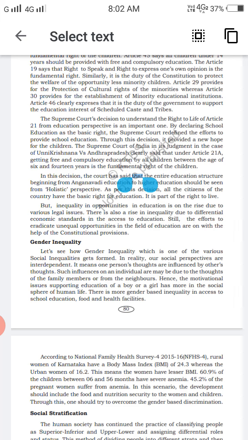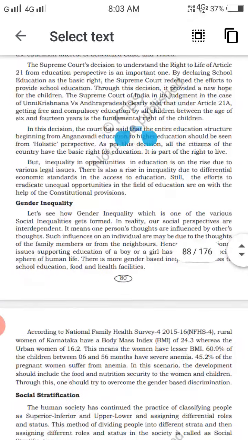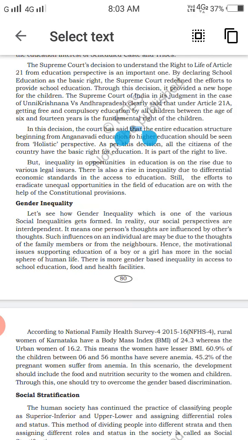See, the decision that the court has taken is that education begins from the Anganwadi. Have you heard the name of Anganwadi? Yes, in every village, in every area, we can see the Anganwadi. Anganwadi education to higher education should be seen from a holistic perspective. So the children must develop holistically. So from this holistic perspective, the government has given free education to all children. So this is the basic right of Indian citizens, to get education.